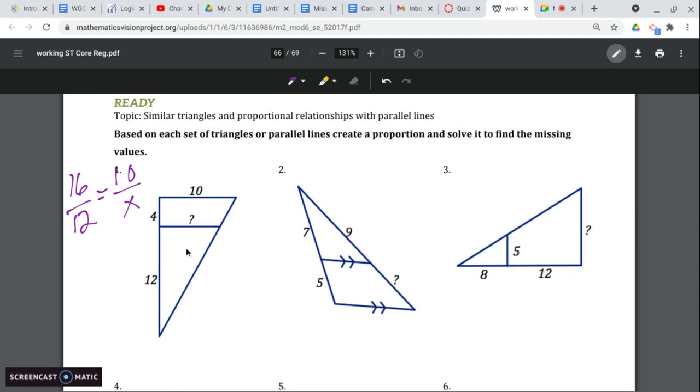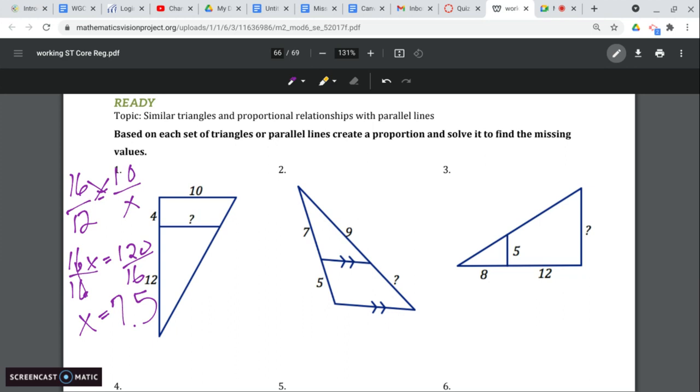So remember, we cross multiply. So we'd have 16x equals 120. Divide by 16. So x equals 7.5. So that's how we could set up our proportions here.